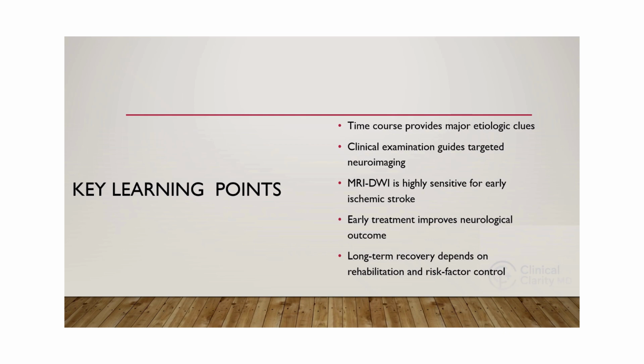MRI with diffusion weighted imaging is especially sensitive for detecting early ischemic stroke. Most importantly, early recognition and treatment can substantially improve neurological outcomes, while long term recovery depends heavily on rehabilitation and aggressive control of vascular risk factors. Neurology is often viewed as complex, but systematic clinical reasoning transforms it into a logical and structured process.